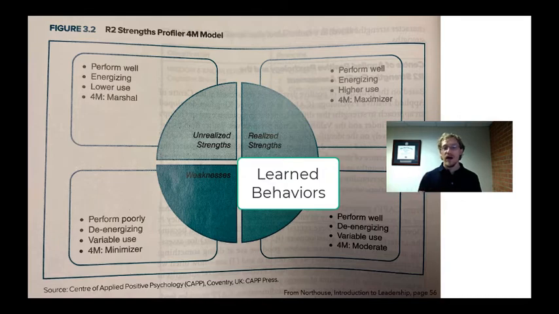Then go to the bottom right where it says learned behaviors. These are things in which we can do well. These are kind of like skills or abilities, things that we've learned how to do and do them well. But they're not things that excite us or energize us. So for a lot of students, homework would fall under this category. Thankfully, you've learned how to do it well, but it might not be exciting or energizing for you. And these are things that you might use often or maybe not often.